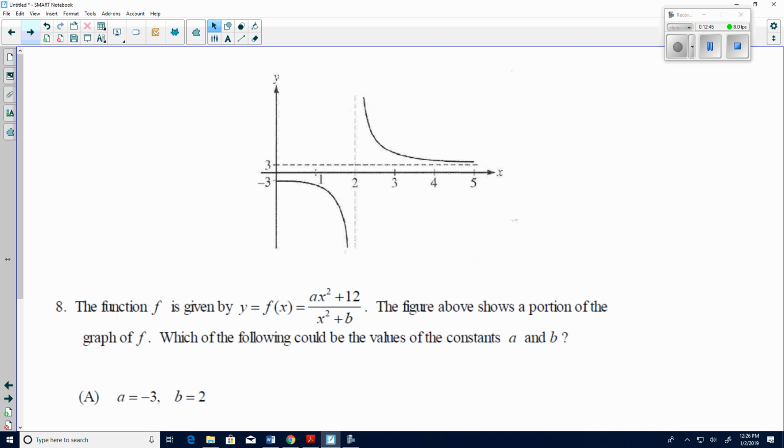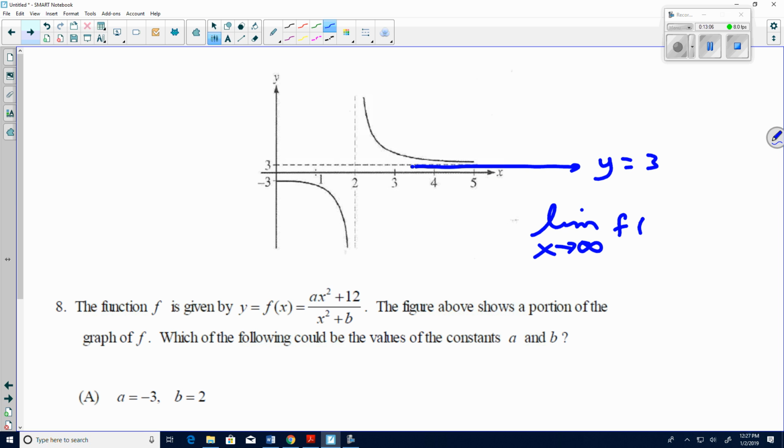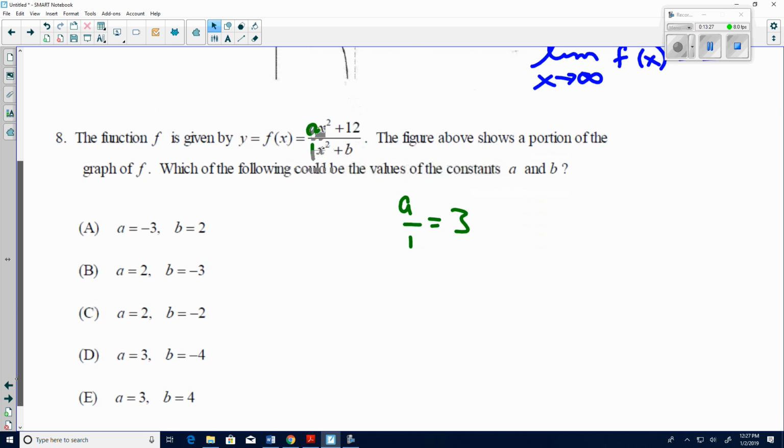Number 8. Here's some crazy function. The figure above shows a portion of the graph. Which of the following could be values of constants A and B? So we notice a couple of things. First of all, in the end behavior, this is y is equal to 3. So the limit as x gets really large of this function is in fact 3. And we know that occurs when the ratio of the leading coefficients, a over 1, has got to be 3. So A could be 3, right? That's a nice option. When we look down, we do have a couple choices where A is 3.